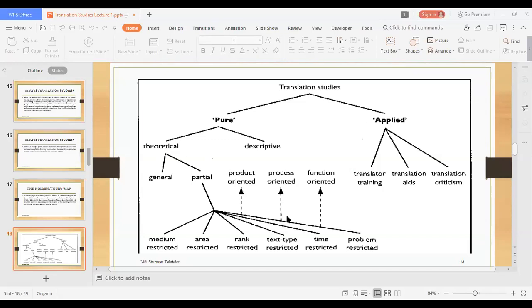And the partial, which is also theoretical but partially so, in the pure translation. Here you see medium restricted, area restricted translation, and also rank restricted, text type restricted, time restricted, problem restricted kinds of translation. So all these are part of translation studies. Also we have this product oriented, process oriented, and function oriented translation work. So when you want to translate a particular work, you have to consider all these things.